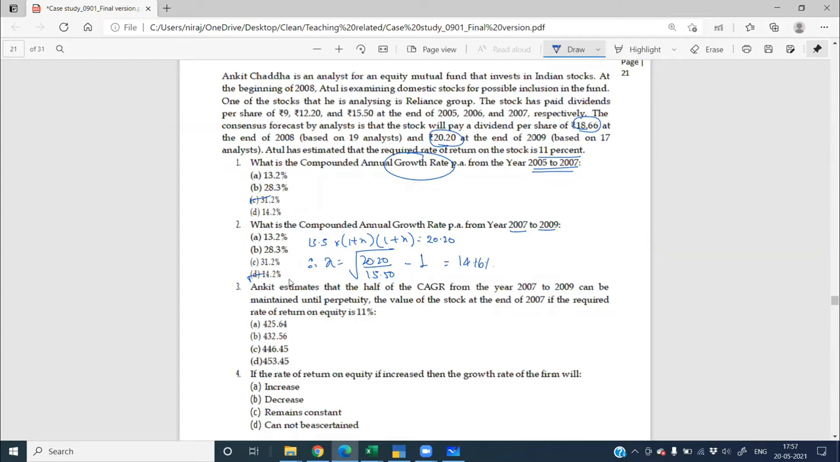Now, the most important part is the third part. Ankit estimates that half of the CAGR of 2007 and 2009 can be maintained until perpetuity. The value of the stock at the end of 2006 is required to be calculated at 11%. So it is saying that the growth rate that can be maintained in the future will be half of what we have calculated in question number 2. What is the growth rate in question number 2? 14.2%. So half of 14.2%, how much will it come to? 7.1% is the growth rate.